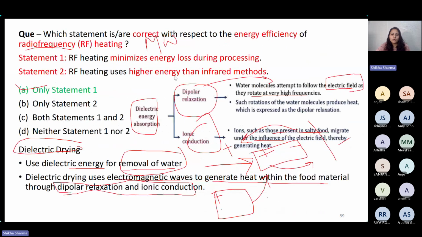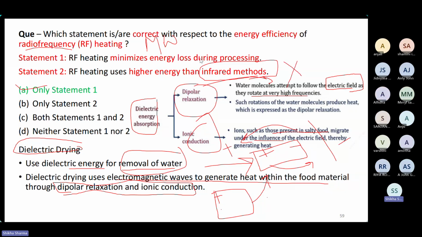So the statement that RF heating uses higher energy than infrared methods is not correct, because it doesn't use higher energy, but it minimizes the energy loss during the process, which is correct because it is an energy efficient method.